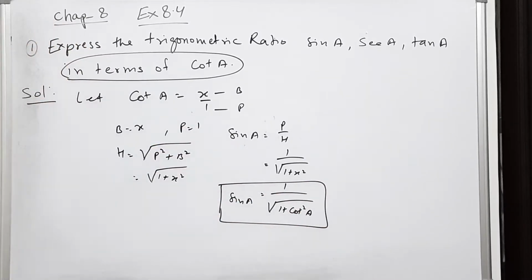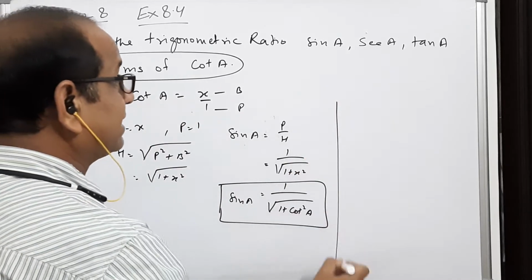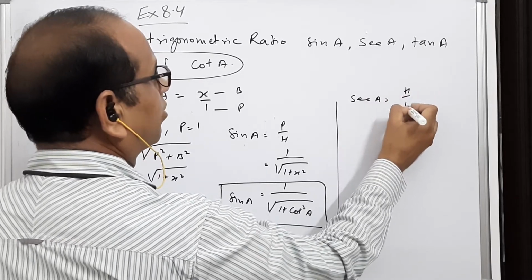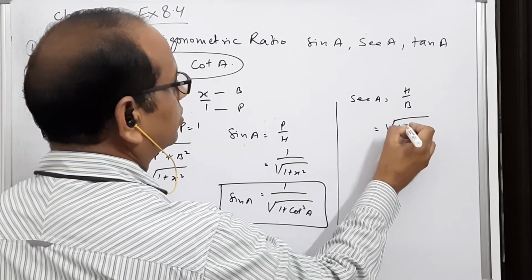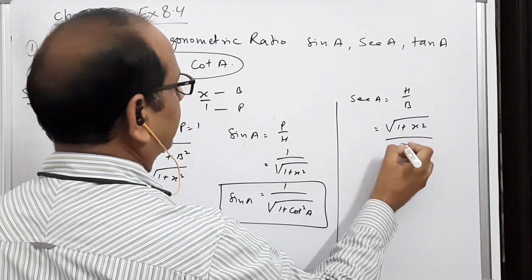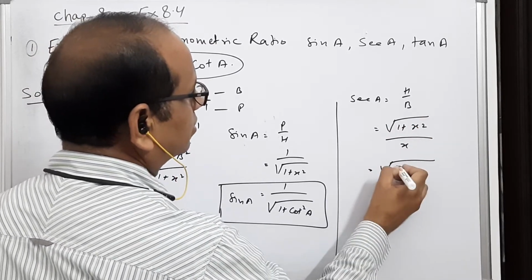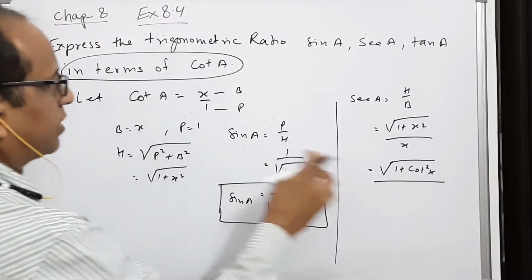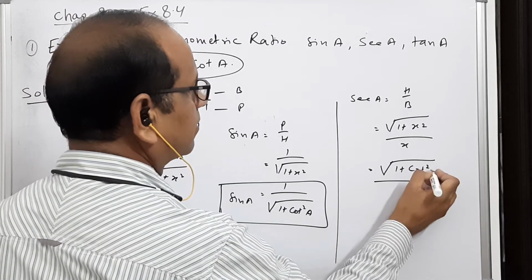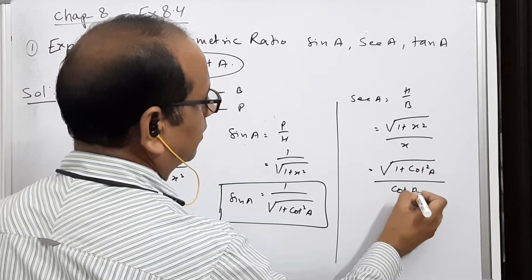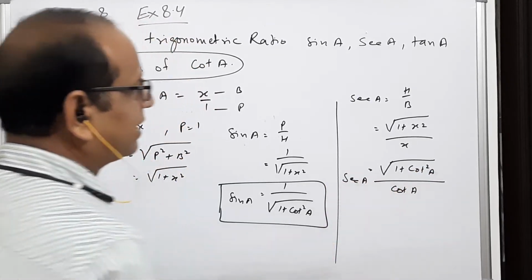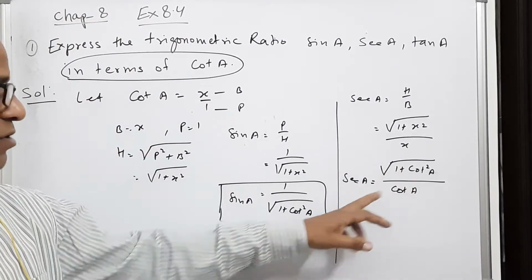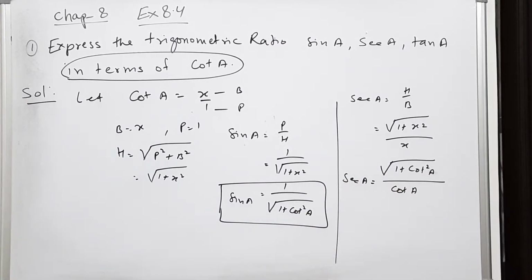See this relation. The second is sec A. Sec is h upon b. So it is root of 1 plus x square upon x. So in the root, 1 plus x square is again 1 plus cot square A, upon cot A. So that is the value of sec A in terms of cot A. That is, if cot A is given, by using this formula we can find the value of sec A.